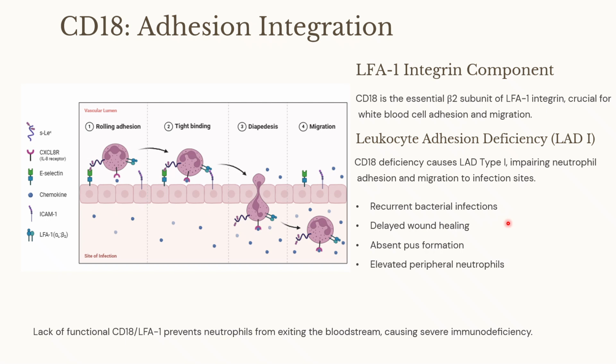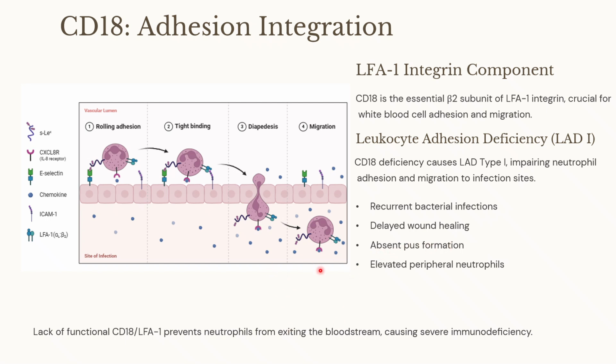This process goes in steps. Initially there is rolling, followed by adhesion, then diapedesis, then chemotaxis. In leukocyte adhesion deficiency, CD18 deficiency impairs the adhesion, leading to recurrent bacterial infections because the neutrophils are unable to enter through the blood vessel wall to the damaged tissue. And there is delayed wound healing.